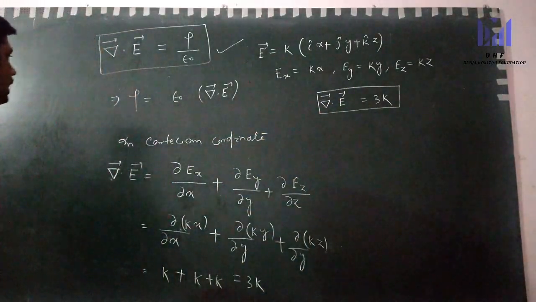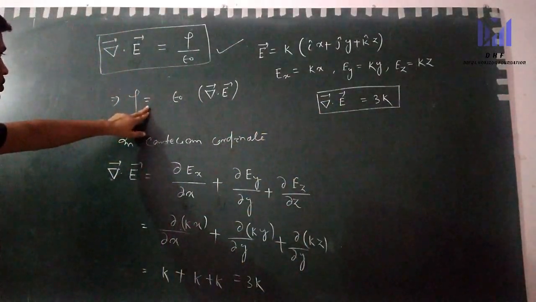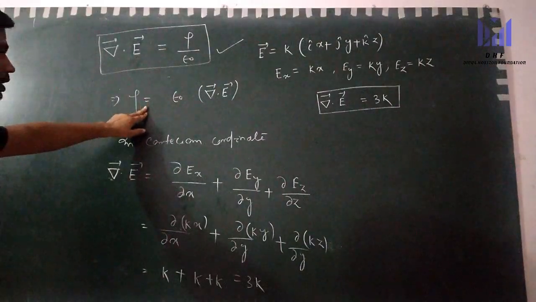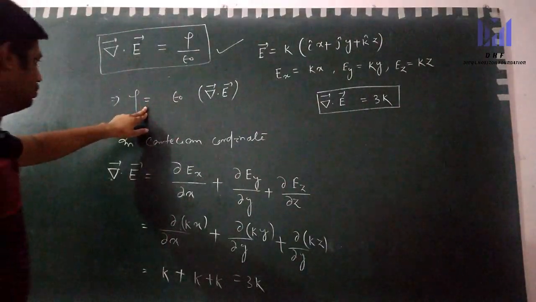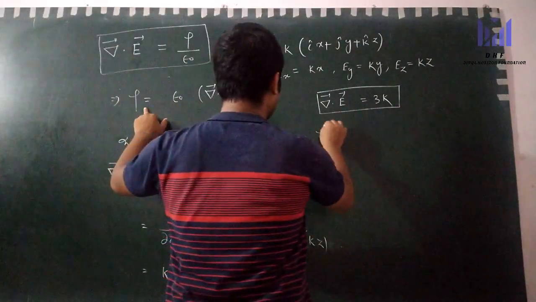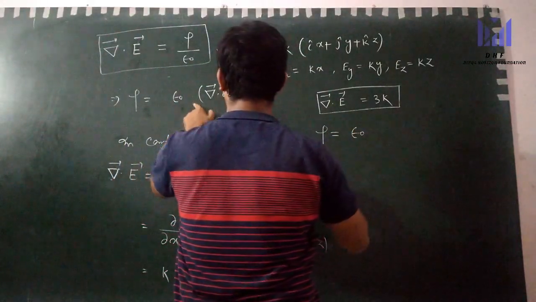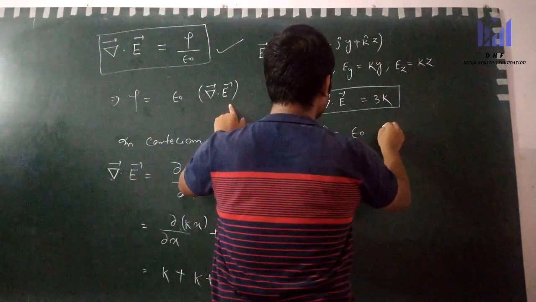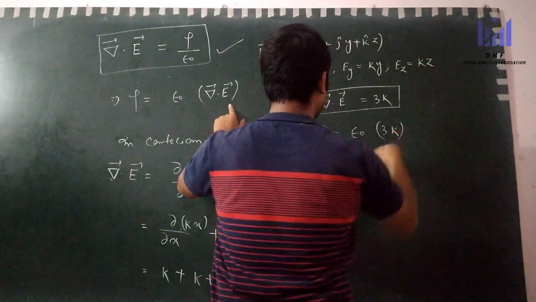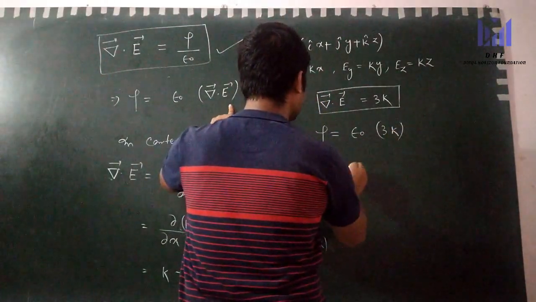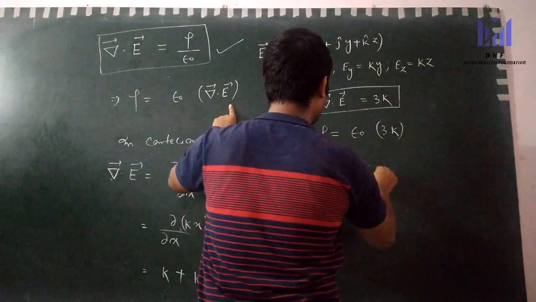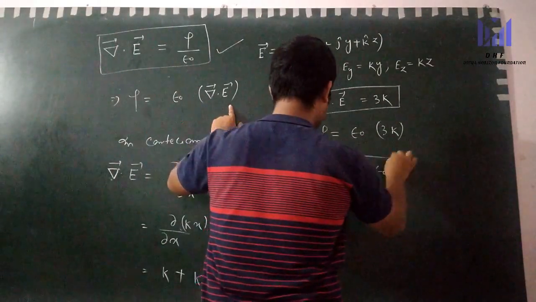From this equation we can get the charge density at that point. The charge density rho is equal to epsilon naught into divergence of E. Here divergence of E is 3k. So the charge density rho is equal to 3k epsilon naught, which is a constant.